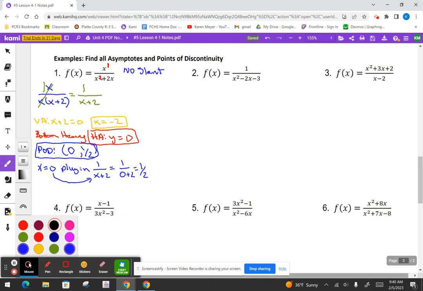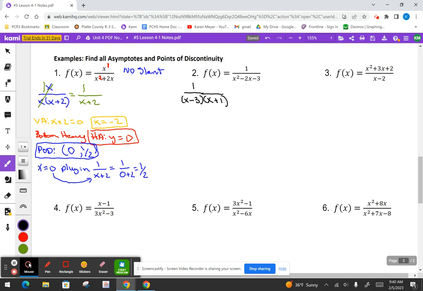All right, let's try another one. I can't do anything with 1 on the top, so I'm going to leave that alone. But on the bottom, I can fast factor because it's a 1x squared. So what multiplies for -3 that adds for -2? I would say -3 and +1.